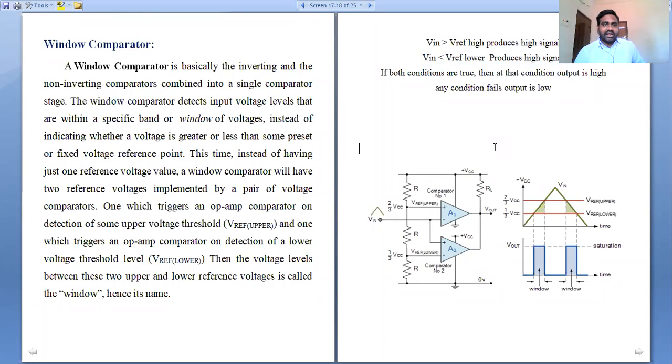Okay, let us see the analysis of the operation. See, at the first condition, this is the input voltage. I will annotate on the screen, just follow. If you have any doubt, just post in the chat box.